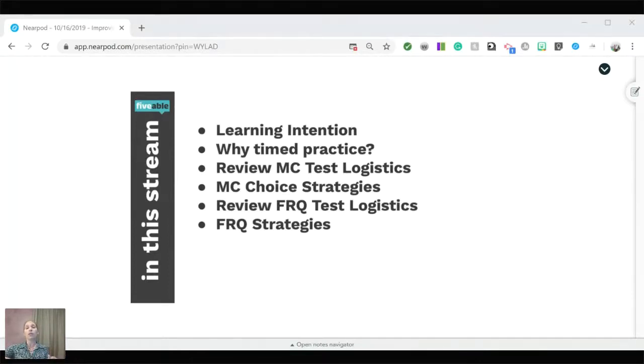Then we're going to review the logistics of the multiple choice test, and we're going to look at some strategies, and then a plan that you can come up with for your own personal data. And then we're going to jump on over into the FRQ with the test logistics and then some strategies there. So at any point, if you have any questions, you're welcome to add them down at the bottom. You can comment in the chat at any time, and I'll stop and talk about whatever questions you have.